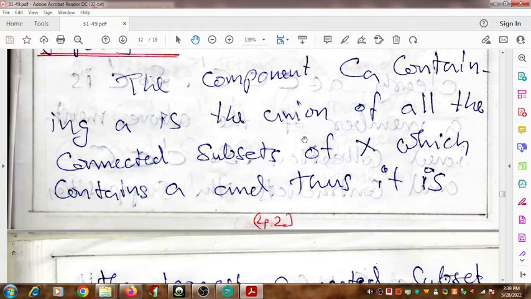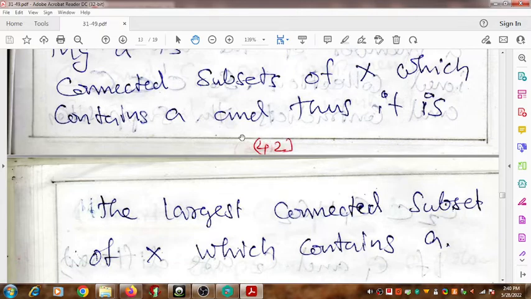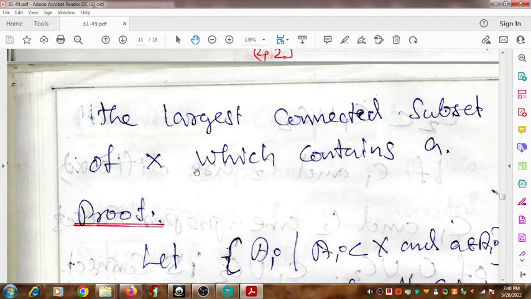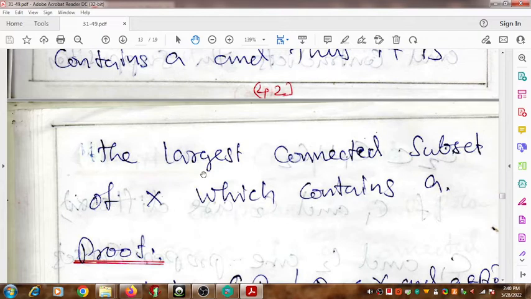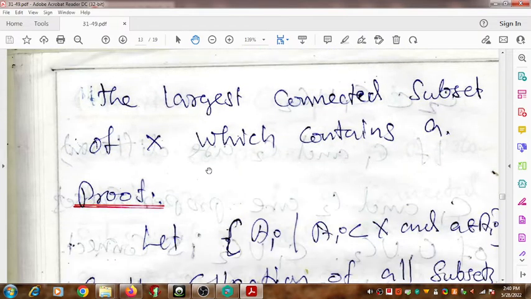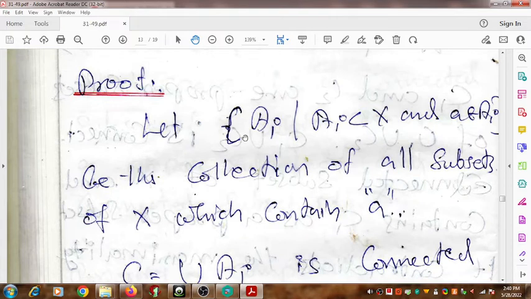It is the union of all connected subsets of X which contain A, and thus it is the largest connected subset of X which contains A. So the component of the space X which contains A is the largest connected subset of X which contains that point A. To prove this, let us consider the collection of subsets of X.